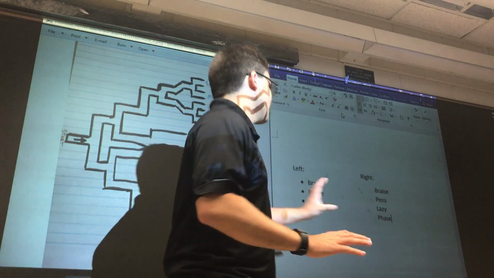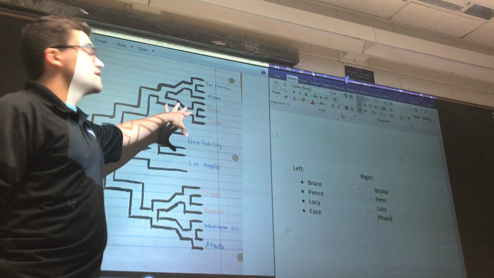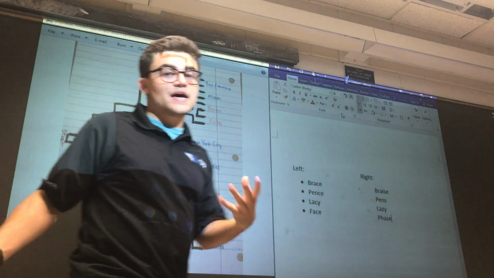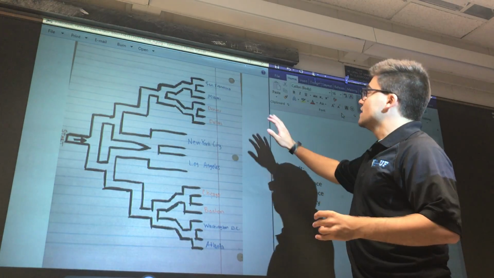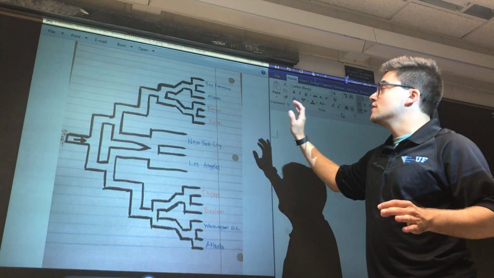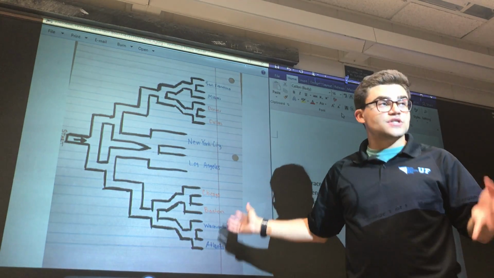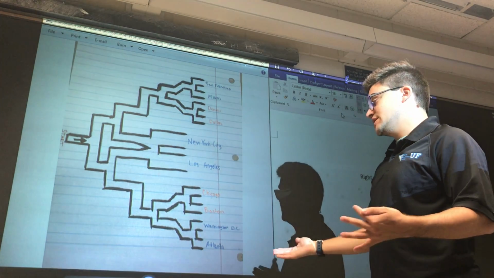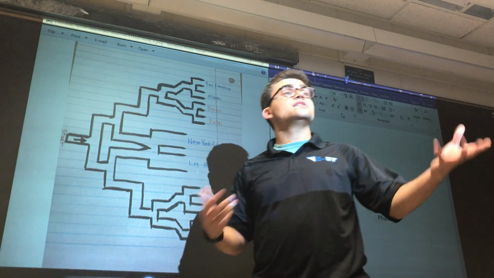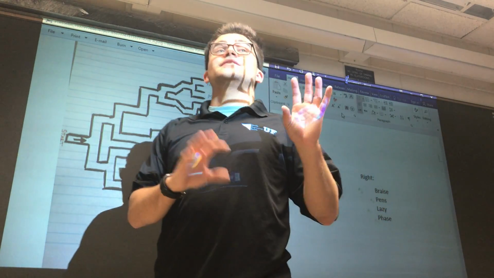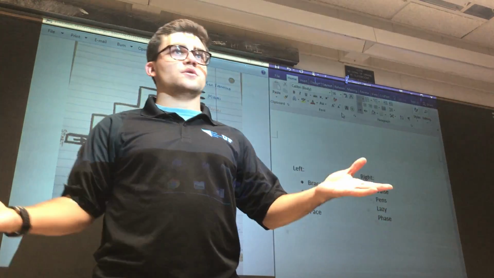Okay, so now that we know what these words are, we have this map on the board. And this map has different US cities. It has San Francisco, Miami, Denver, Dallas, New York City, Los Angeles, Chicago, Boston, Washington, D.C., and Atlanta. And I put these cities on there because these could be the actual cities that you end up living in when you go to the U.S., okay?